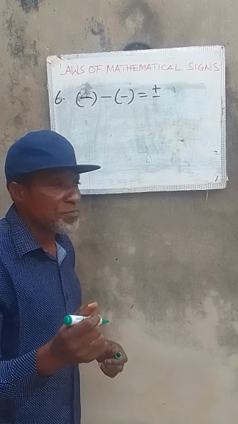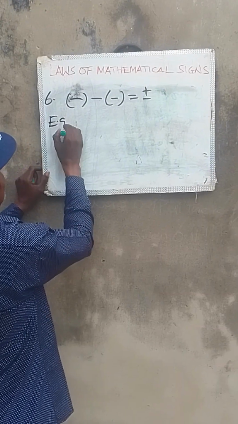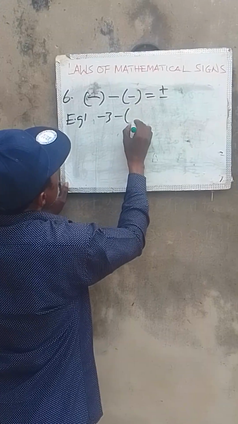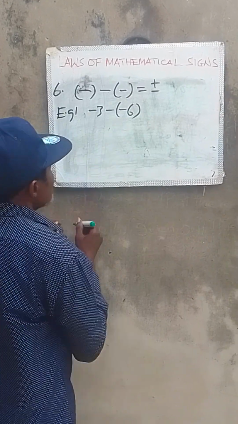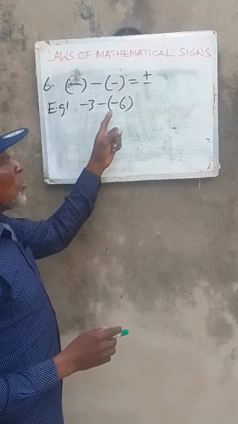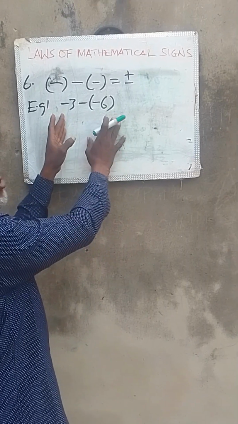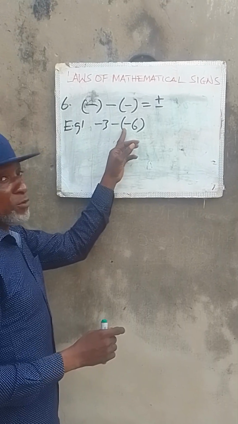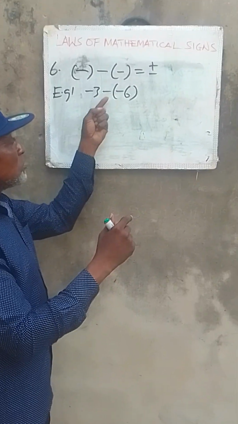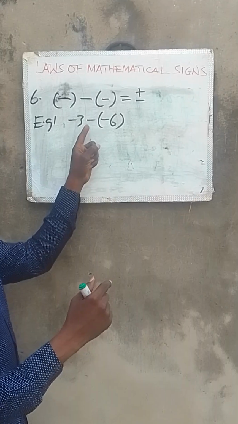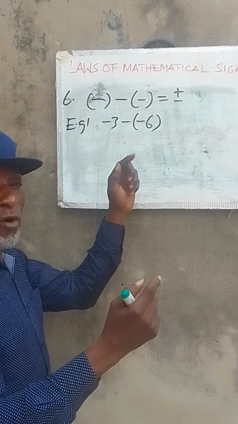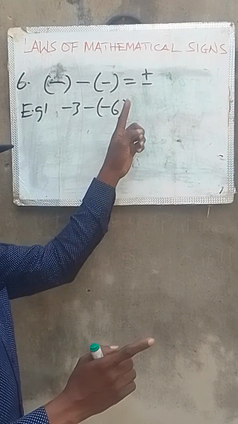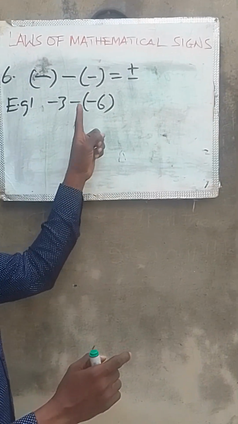Let us look at example 1. We have minus 3 minus minus 6. We are subtracting two negative numbers. But in this case, you will see that there's a bracket separating this minus from this minus. So when two signs, negative or positive, come together like this in contact, you separate them with a parenthesis. Use brackets to separate them, like you have seen in this case.